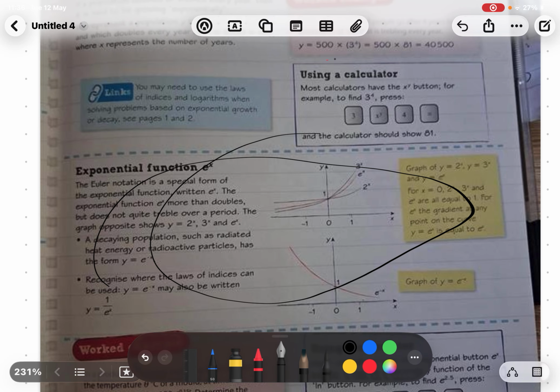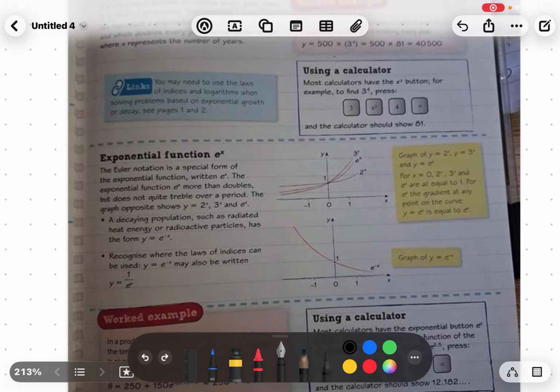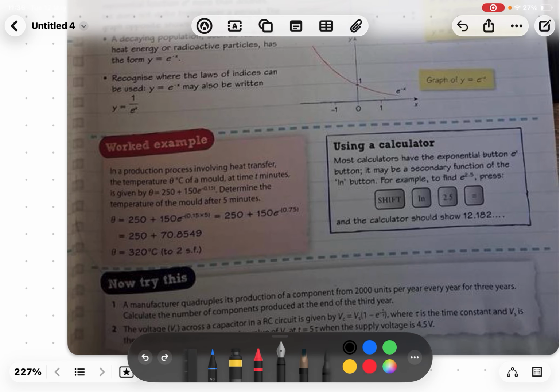I did read this, however, I didn't quite understand why there is a graph. Me and graphs were not the best. And over here we have an example. In a production process involving heat transfer, the temperature of a mold, where T represents time in minutes, is given by this expression. Determine the temperature of the mold after 5 minutes.